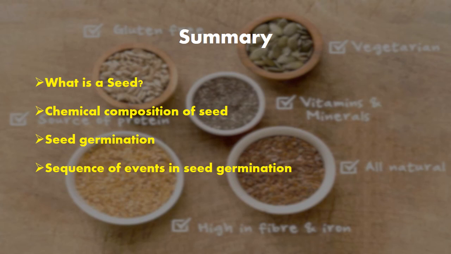Let's summarize the topic. So first we started with what is a seed. A seed is a fertilized or ripened ovule, and it has three parts: seed coat, endosperm or cotyledon, and at last the embryo. Next we saw about chemical composition of seed. Next, seed germination process and the sequence of events related with seed germination process.